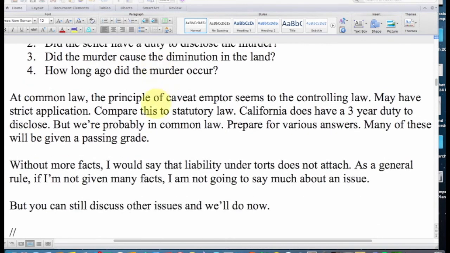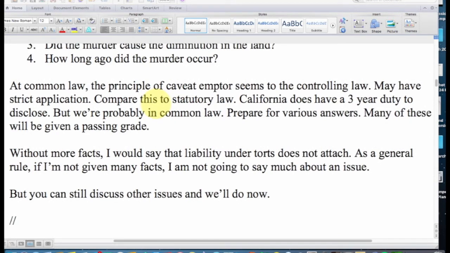Now, at common law, the principle of caveat emptor is controlling, and you may have strict application. Compare that to statutory law. I'm not saying that California is going to apply, just to get a sense. In California, a seller does have a duty to disclose whether a murder took place if the murder took place within 3 years. But probably common law applies here. So the answers are going to vary, like I said earlier. But without more facts, I would say that liability under torts is not attached.